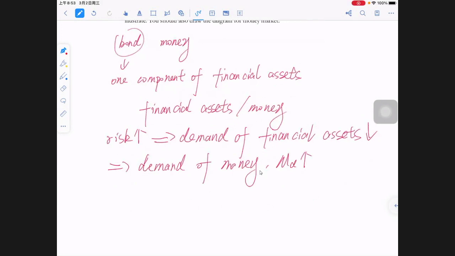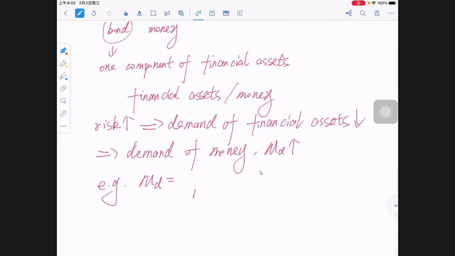And if you use a specific functional form, take this one as an example. In the financial market we write money demand like this: P times Y times L(i). With a specific functional form, L(i) can be phi over i, right? And here, this phi measures the risk.